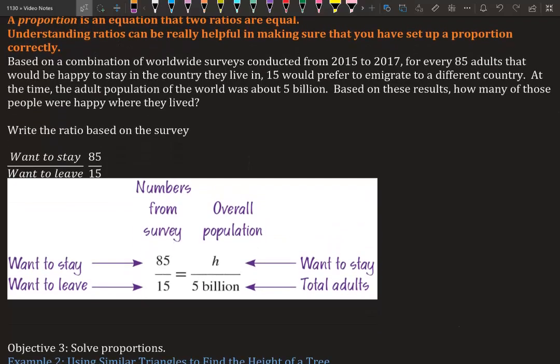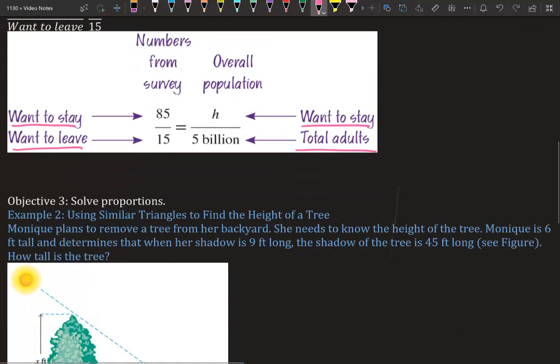So we could write the ratio based on the survey as want to stay over want to leave. So 85 wanted to stay, 15 wanted to leave. And we can compare that to the overall population. Do you notice on top we have want to stay? On the bottom we have want to leave, and on the bottom we can have total adults. So you always want to match things. You want left to right to match and top to bottom to match. Let's practice this.